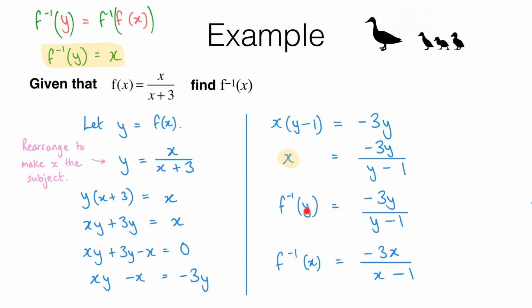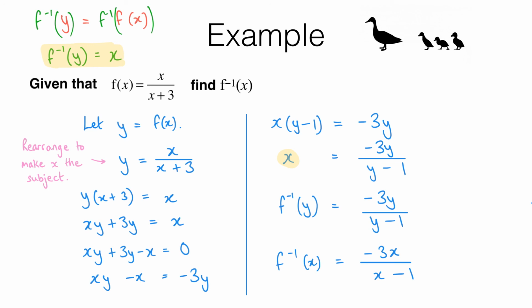Remember, it doesn't really matter what's inside the brackets as long as you understand that that is the input into the function. So inverse f of y is negative 3y over y minus 1. Inverse f of x is just going to be the same thing but with an x instead. It's negative 3x over x minus 1.